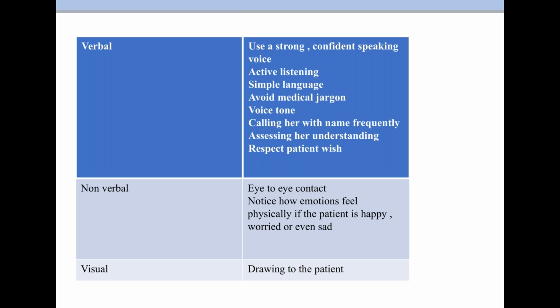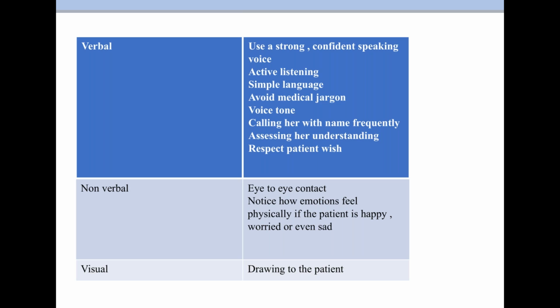We can't tell her we will take you to theater, we'll make a low transverse incision and then a lower segment incision in the uterus. That's very complicated to the patient. She doesn't need to know all these details. She just needs to know that the delivery of the baby will be through a cut in her tummy, and that's it.